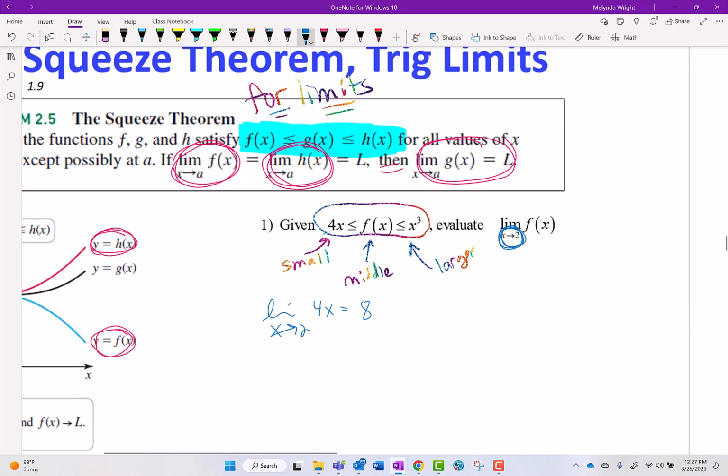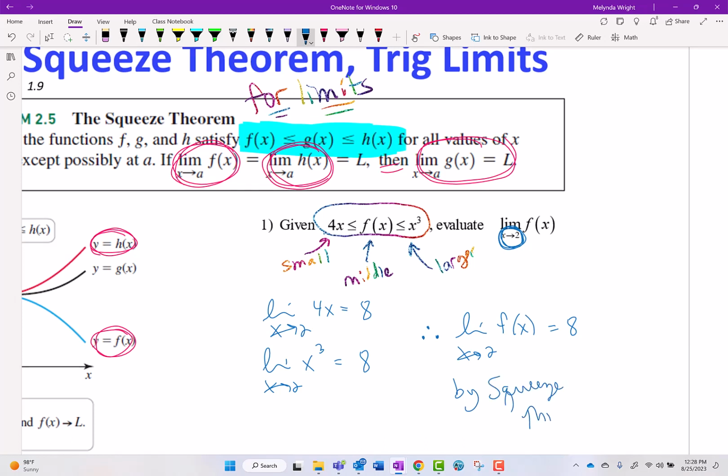Let's check out the biggest one. The limit as x goes to 2 of x cubed. Again, we substitute the 2 in. 2 cubed, 2 times 2 times 2, is 8. So now we see that the limit of the little one is 8 and the limit of the big one is 8. Therefore, we can say with confidence that the limit as x goes to 2 of f of x, which we don't know much about, but we do know that its limit at 2 is 8, by squeeze theorem.